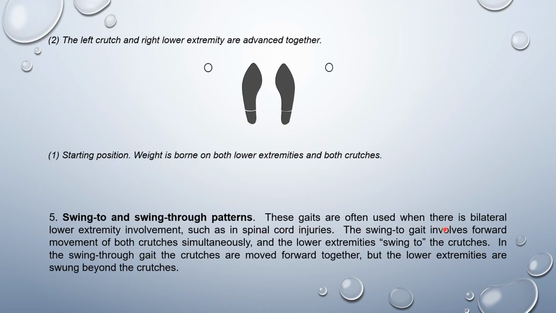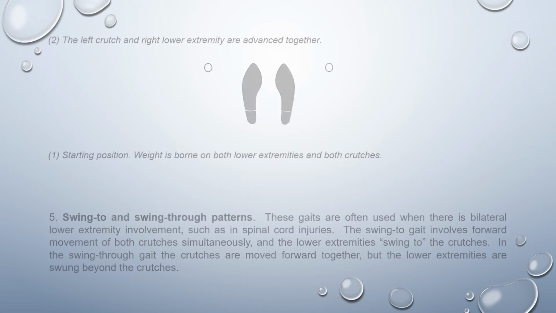These gaits are often used when there is bilateral lower extremities involvement, such as in spinal cord injuries. The swing to gait involves forward movement of both crutches simultaneously and lower extremities swing to the crutches. In the swing through gait, the crutches are moved forward together, but the lower extremities are swung beyond the crutches. So, again, pag swing to meaning toward, swing through meaning advanced. Okay, copy.